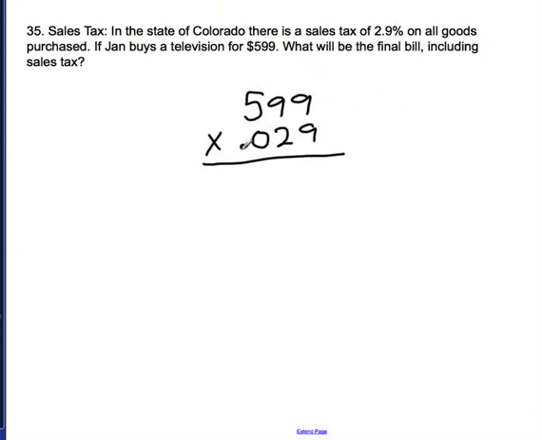Now, what I'm going to do is pretend like the decimal's not there. So I'm going to pretend that it's just $599 multiplied by 29. We'll deal with the decimal later. Now, 9 times 9 is 81. Carry the 8. 9 times 9 is 81 plus 8 is 89. So 9 times 5 is 45, and then add 8, so you're going to get 53.